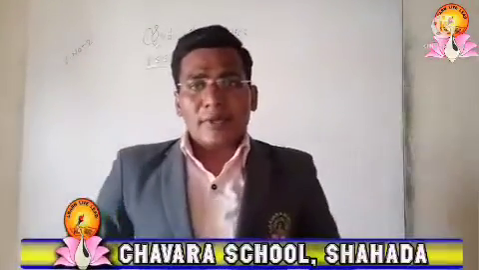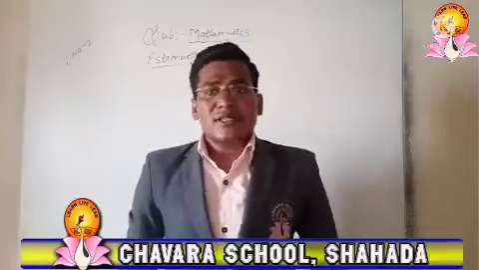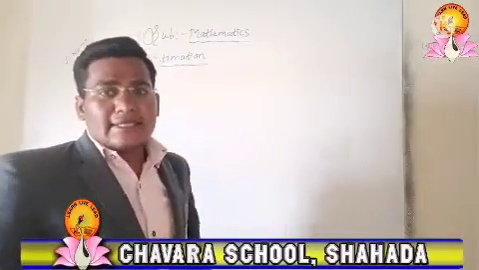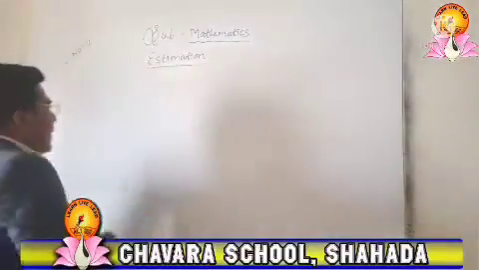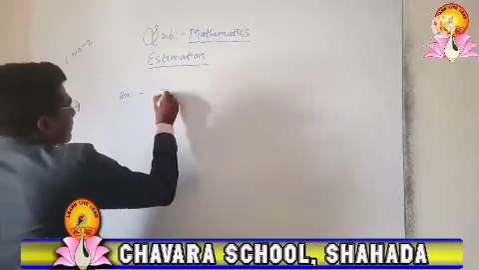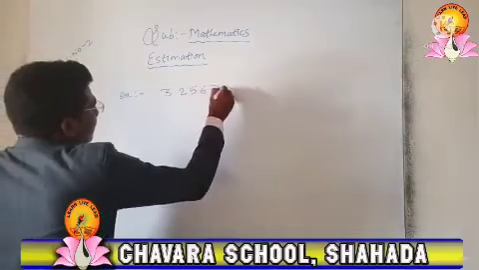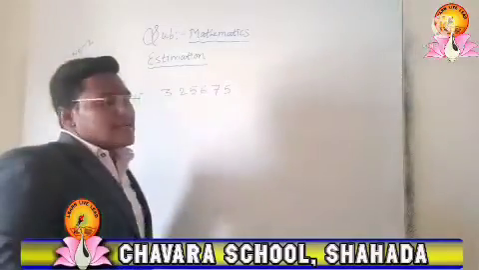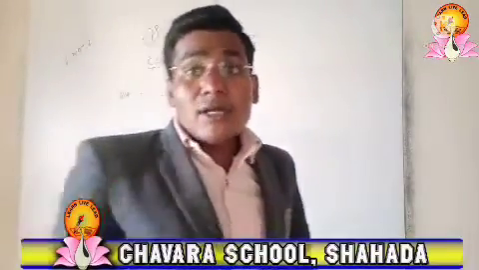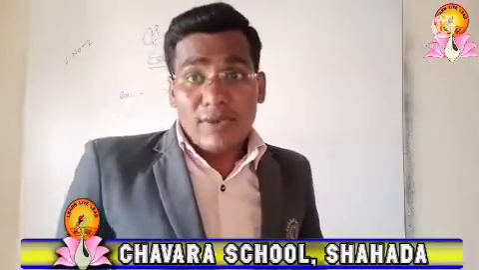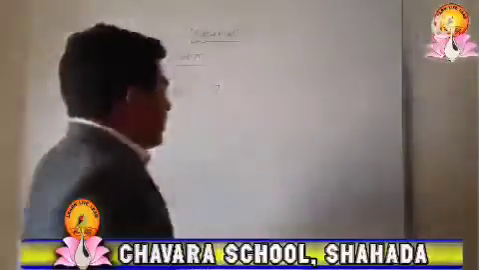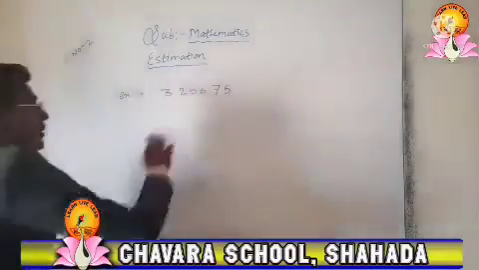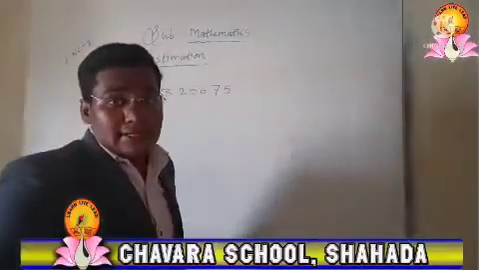Before starting the next topic of rounding off numbers to the nearest 10, nearest 100 and nearest 1000, we will revise the basic concepts of place values. I will take an example here: 3,25,675. As you can read the value, but which value is at which place? Here we can distinguish the place values, and this is the most important part of today's lesson.